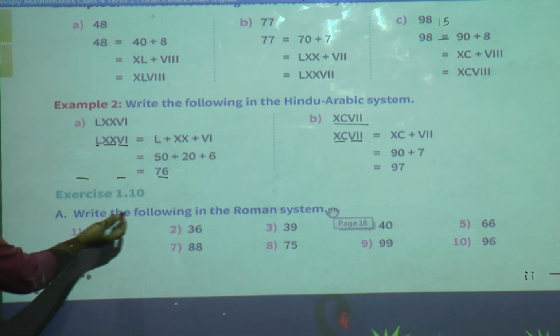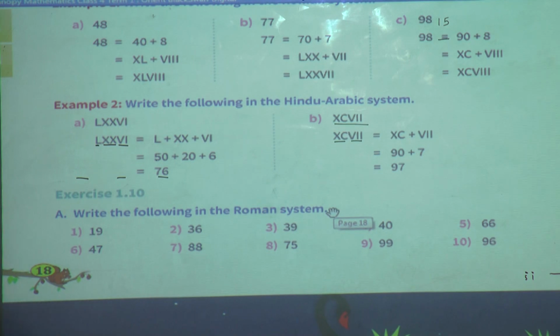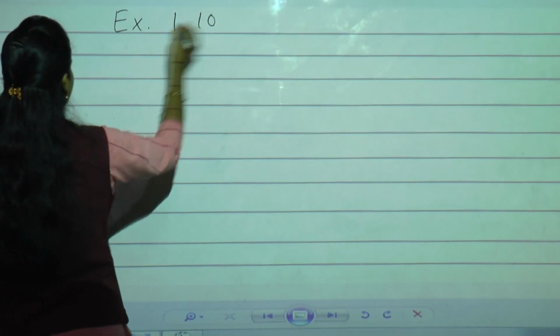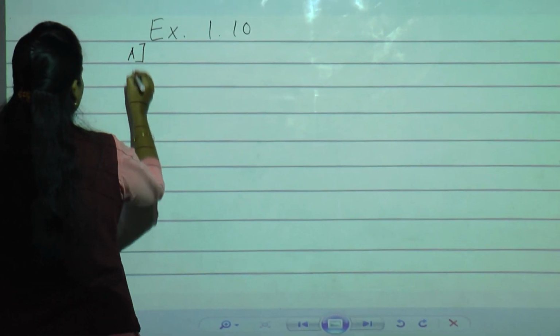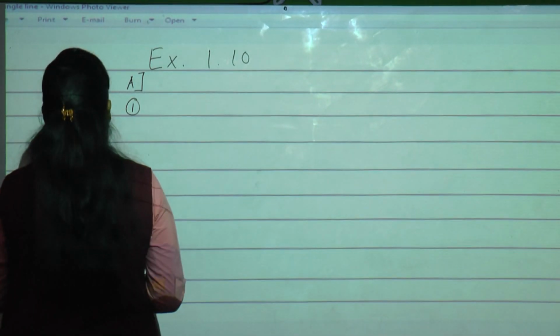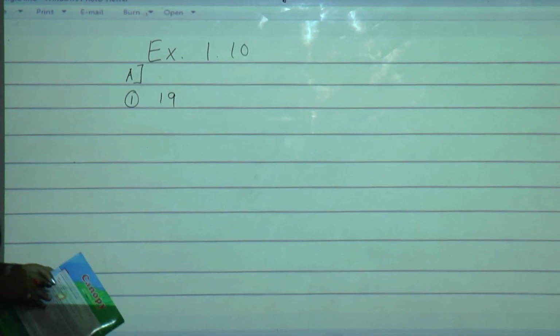Okay. Write, what is the A question? Write the following in the Roman system. So they had given the Indo-Arabic system. We have to write in Roman numbers. Exercise 1.10, A question. In that, first one we will solve. What is the first question? 19. They had given 19.